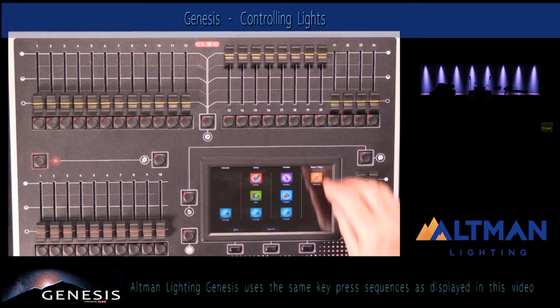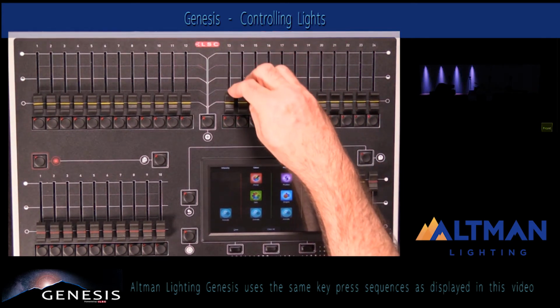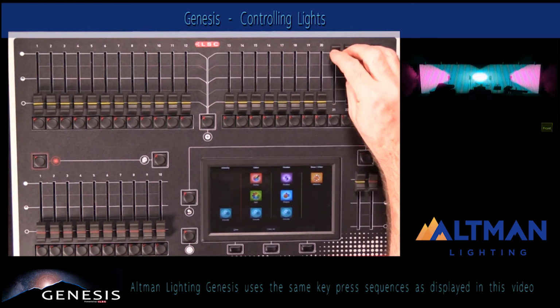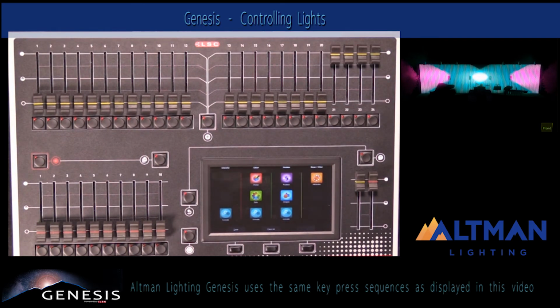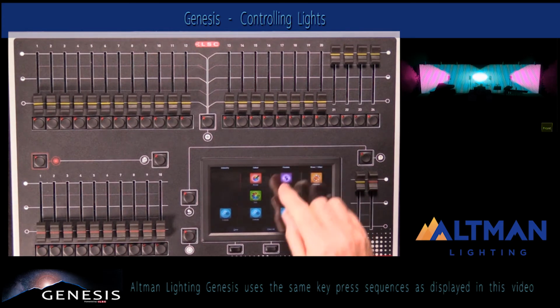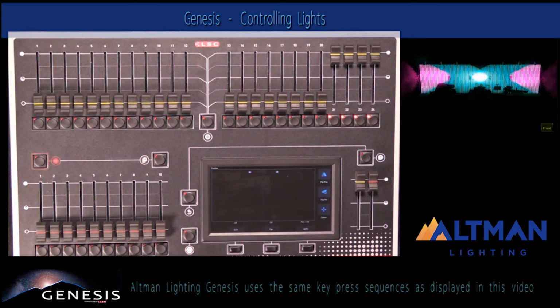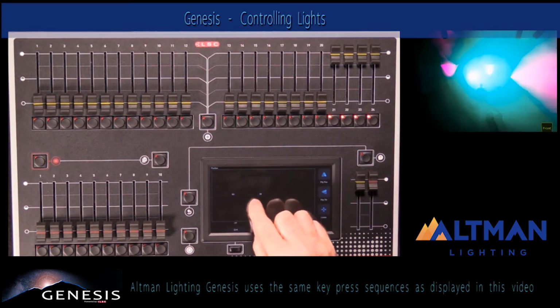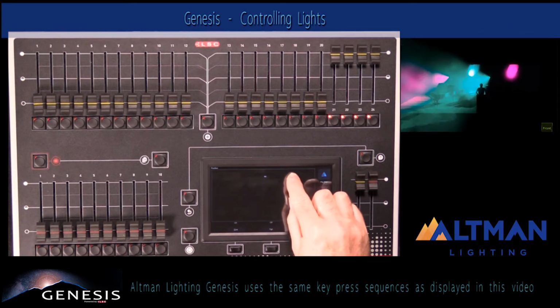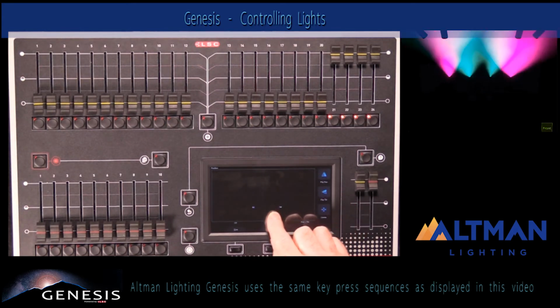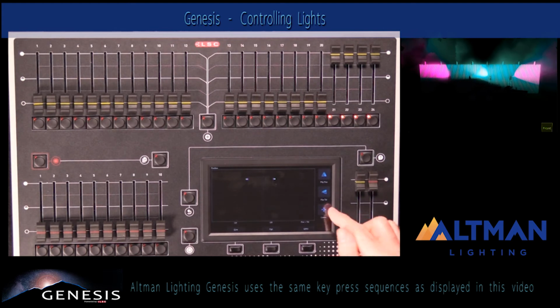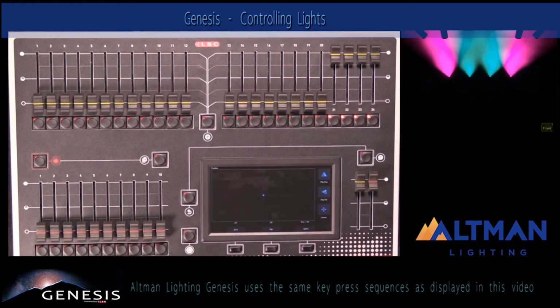Next up, we have position. So I'm going to bring up my moving lights, which have position, and select my position app. Now I can use my touchpad here to move my lights around the screen. As you can see, they're all a bit of a mess at the moment. So the first button I'll press is my center button to get them all back to a known starting position.